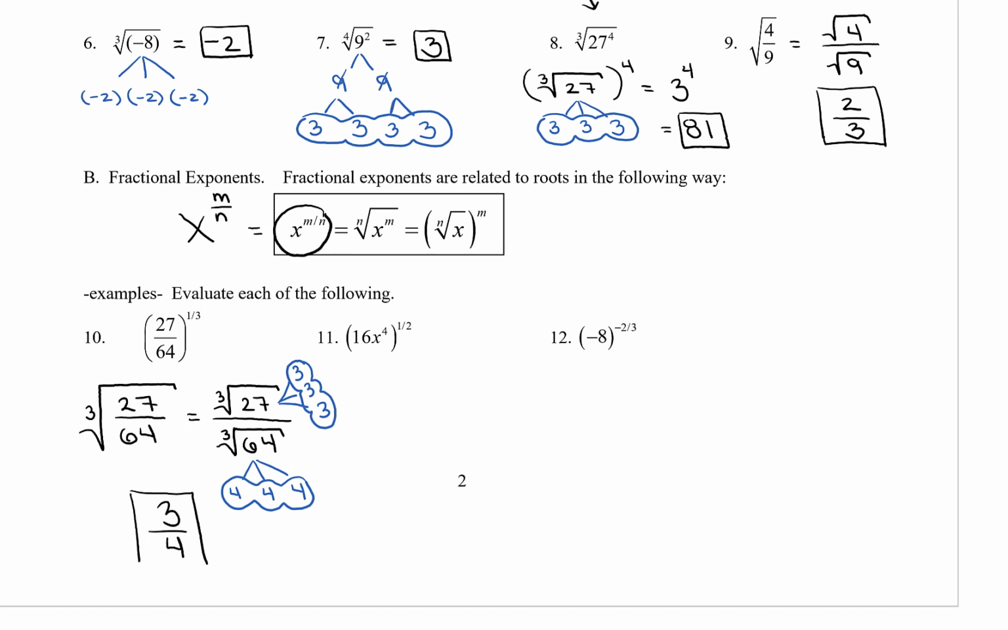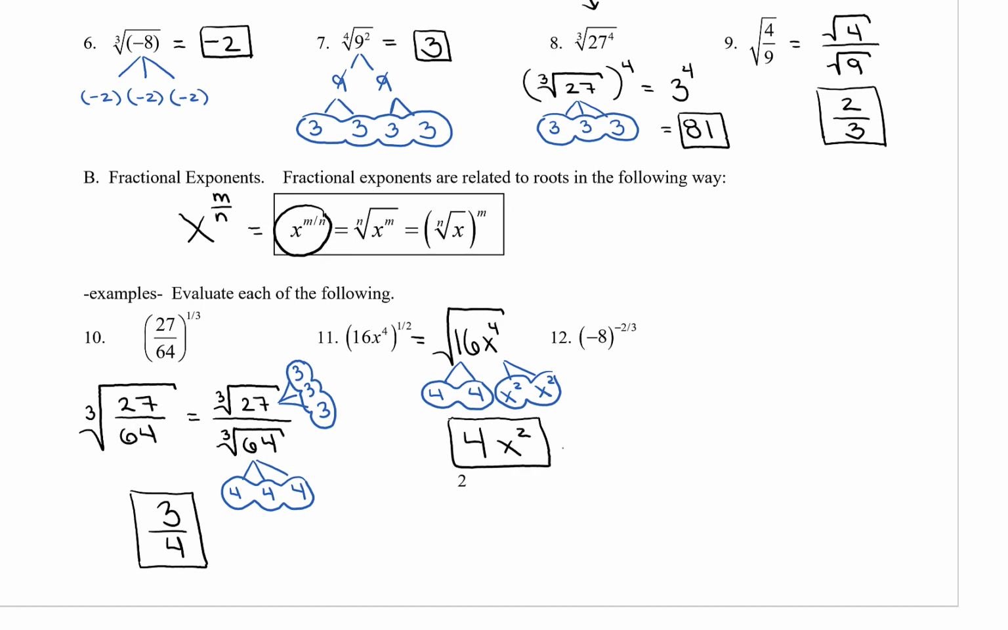Number 11. We have 16x raised to the 4th power, all inside parentheses, raised to the 1/2 power. So when we have a 1/2 power, that means a square root. So we're taking the square root of 16x to the 4th. 16 is 4 times 4. And then x to the 4th is x squared times x squared. And I drew little clouds around those 2 factors, so that way I know I can take the square root of each one of those. So the answer is going to be 4x squared, and I drew a box around that.